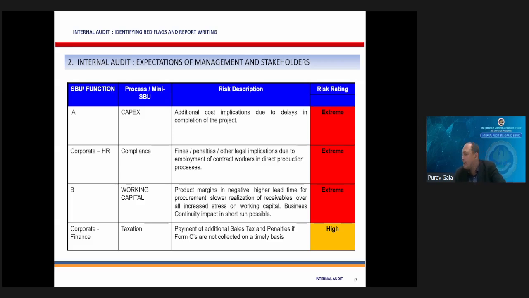So what you need to do is meet people over a period of time and understand each function's risks, articulate those risks, and jot it down over a piece of paper.